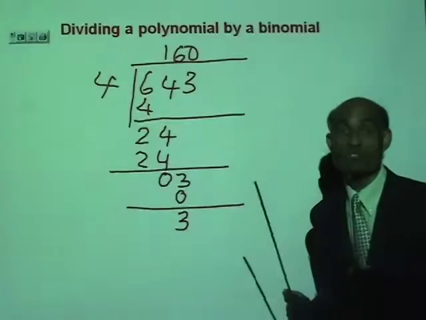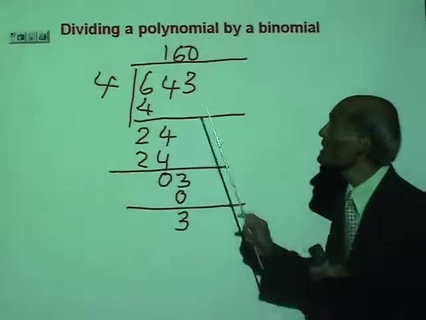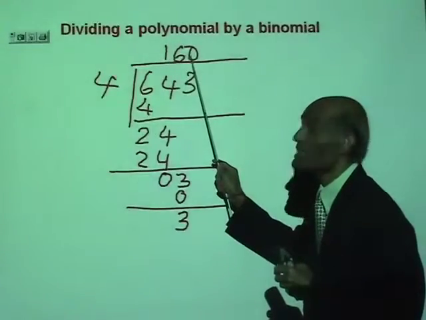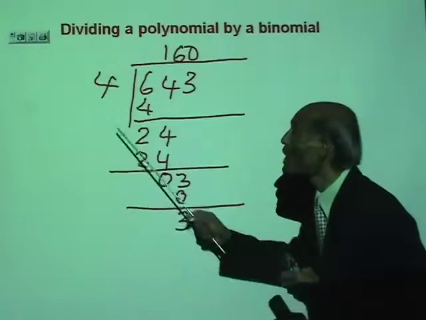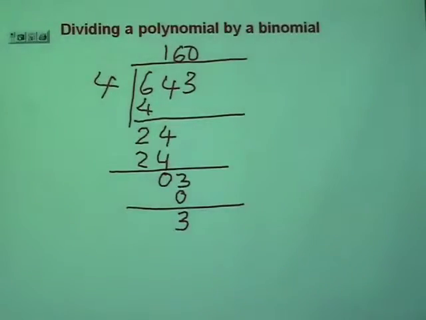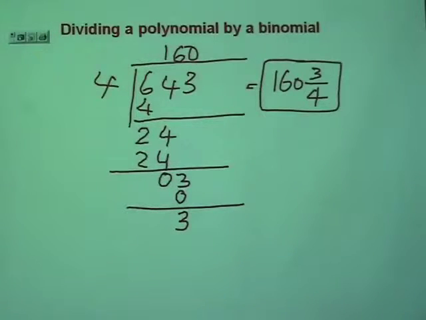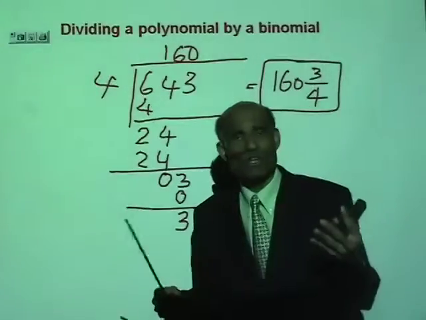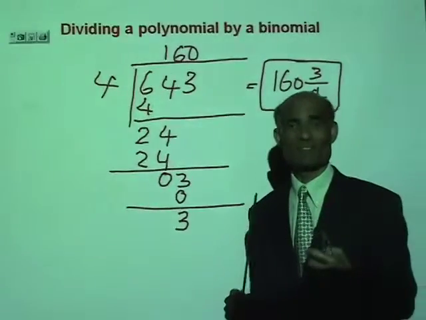Now, what is our answer? Our answer is 160 and 3 over 4. So we write it like this. The answer is 160 and 3 over 4. Now this is how we divide numbers normally. You are familiar with it.